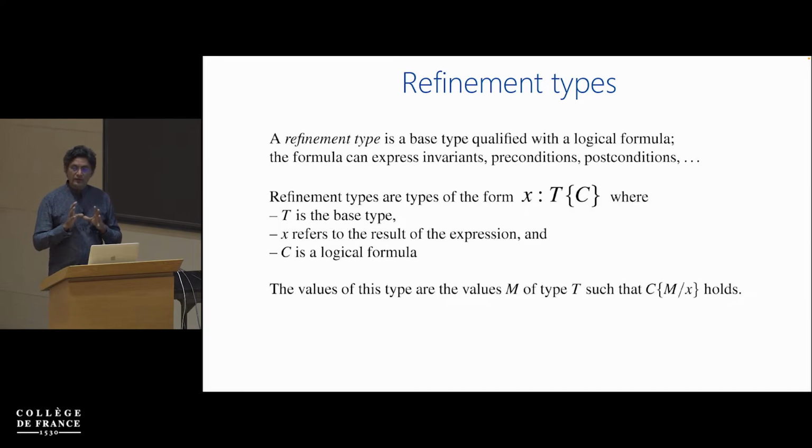The key feature we will use of F star, from the viewpoint of crypto protocols, is something called refinement types, which many of you are probably familiar with, but I'll just explain it again. A refinement type is a type of the form x:t{c}, where c is a logical formula, where c can say stuff about what x is.